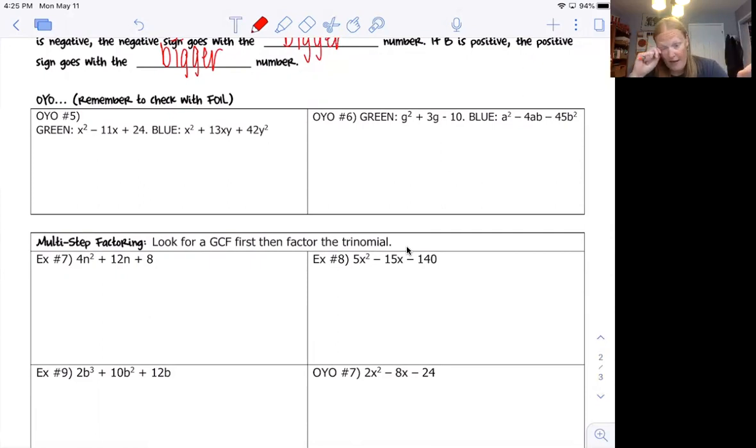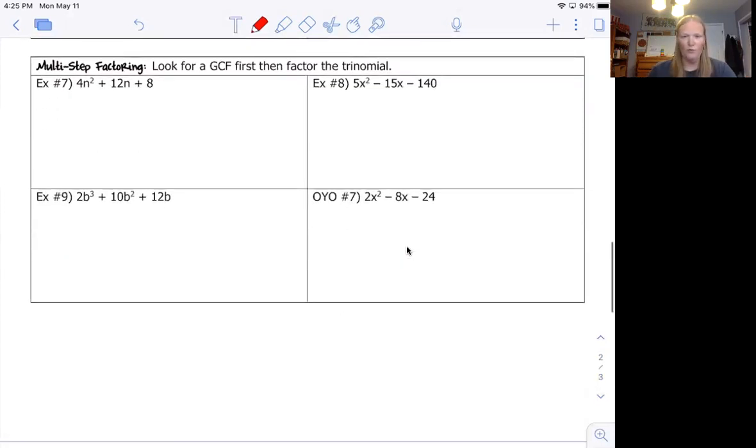Okay, now here's the thing that you have to keep in mind: the GCF has to be a part of your answer in order for it to multiply back out to what you started with. So what a lot of people tend to do is they leave the GCF behind. So no GCF left behind, okay? So I look at example number 7, what's the GCF in all three terms? Hopefully you see it's a 4, okay?